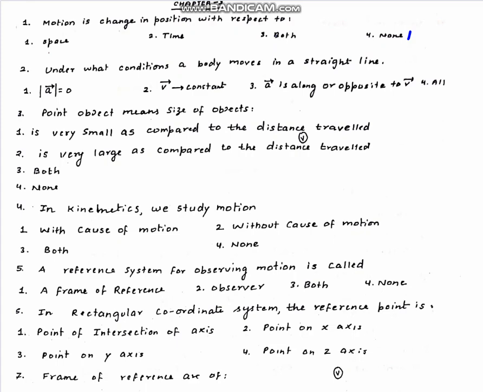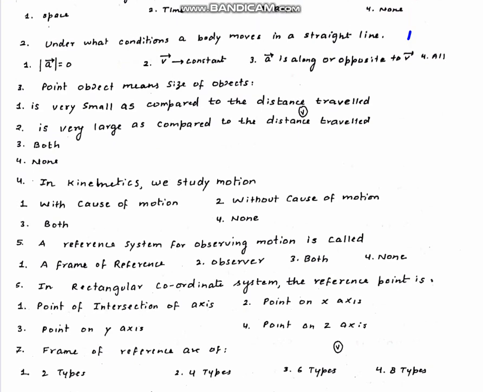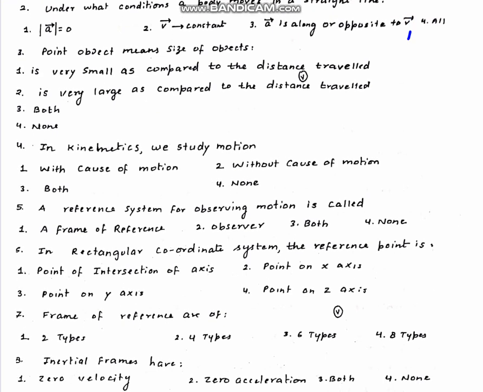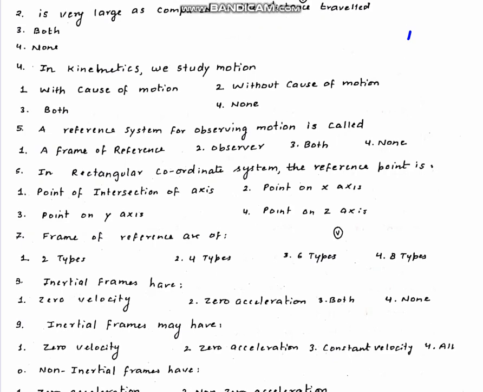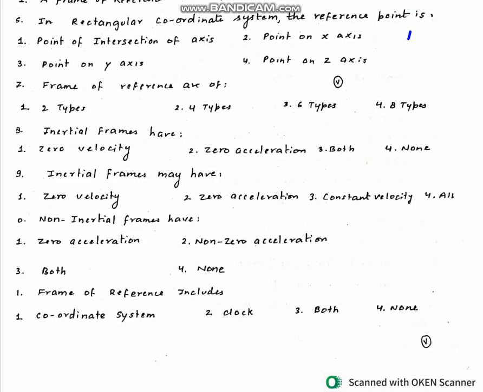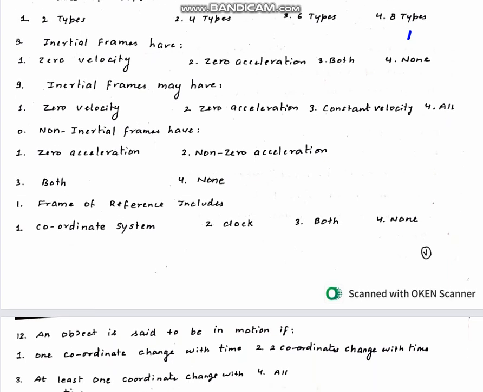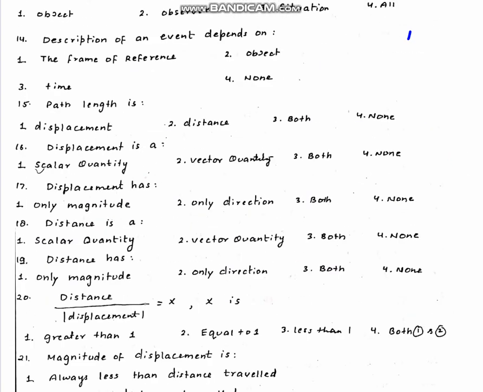So there are questions initially based on the definition of motion. Then we have conditions for which motion is a straight line. Then we have point objects, kinematics equation, reference system, coordinate system, frame of references, inertial, non-inertial, then their characteristics.